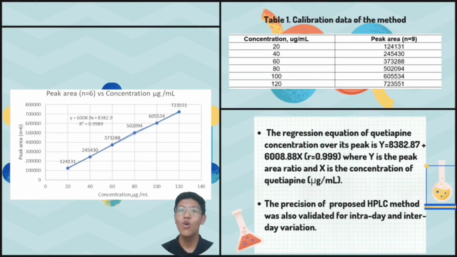Based on this result, we can plot the standard calibration curve, and we found that the regression equation of quetiapine concentration over its peak is y equals 8382.87 plus 6008.88x, and the R is 0.999, where y is the peak area ratio and x is the concentration of quetiapine in microgram per milliliter. The precision of the proposed HPLC method was also validated for intraday and interday variation.